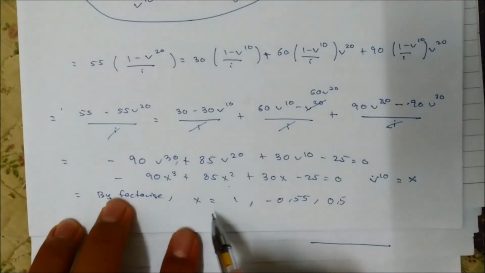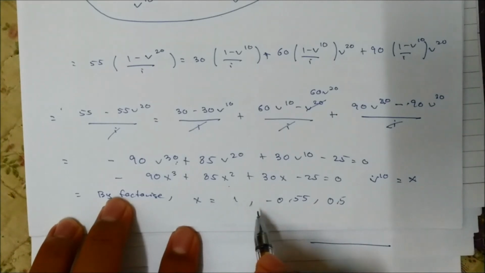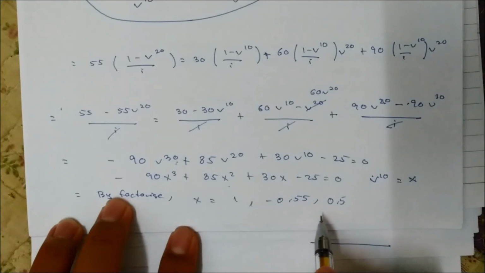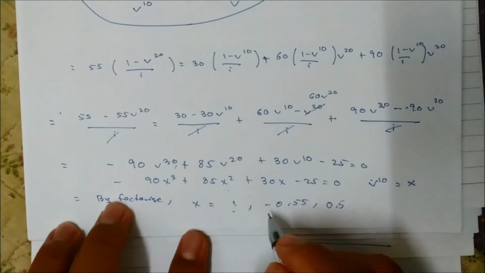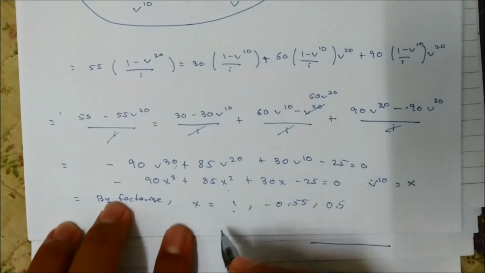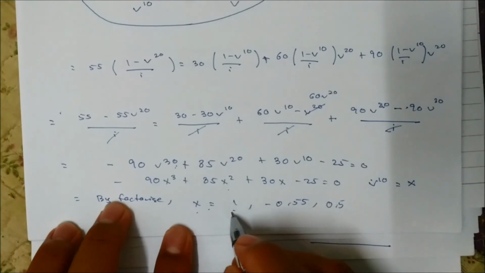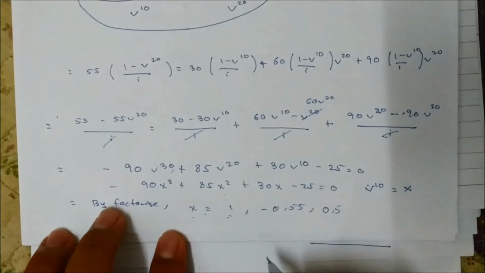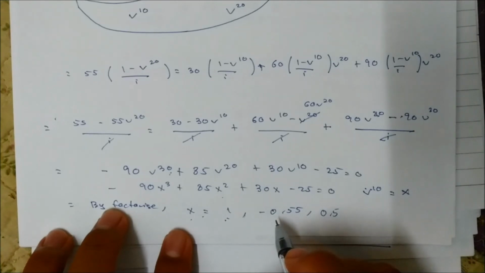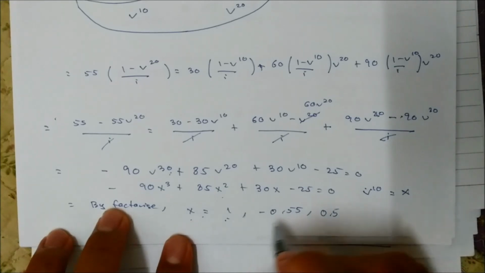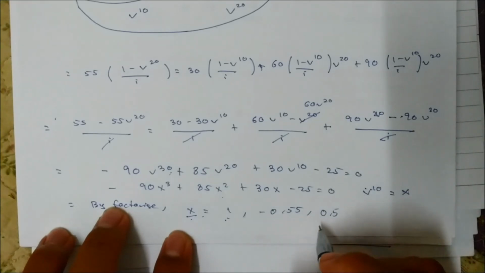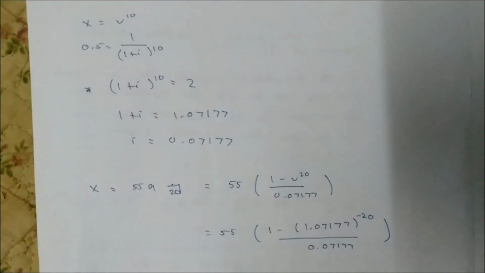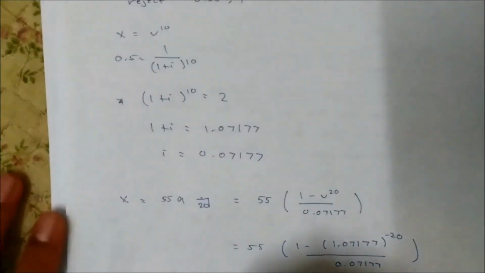By factorization, we will obtain x equals 1, negative 0.55, and 0.5. We will reject the values of 1 and negative 0.55, because when x becomes 1, our interest is going to become 0. And for the negative value, negative 0.55, our interest is also going to be negative, which is an illogical answer. So we will take the value of x as 0.5.